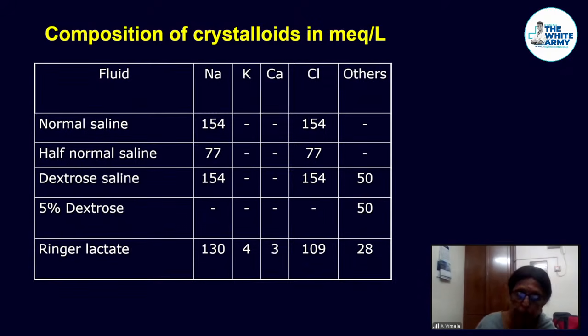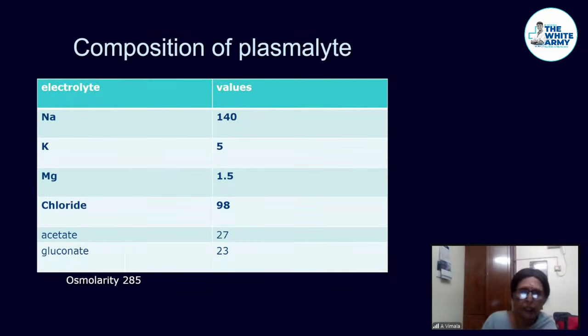If there is blood loss, you give blood. Now balanced solutions are available, like Plasmalyte, which is identical to plasma. That is, sodium is 140, potassium is 5, magnesium is 1.5, chloride is 98, and acetate, which gets converted into bicarbonate, is 27. So it is almost identical to plasma. That is why it is called Plasmalyte, and the osmolarity is 285. The only problem is that it is very expensive.